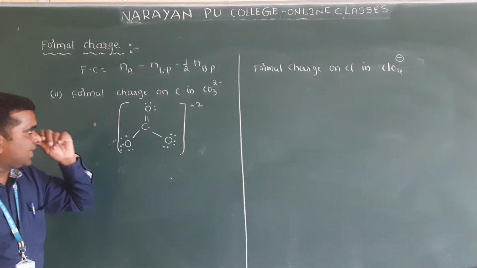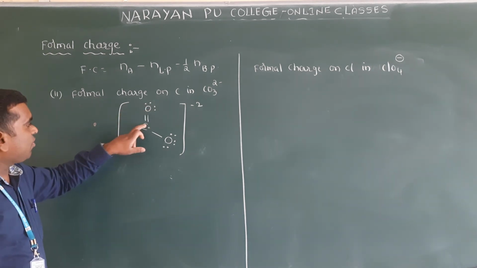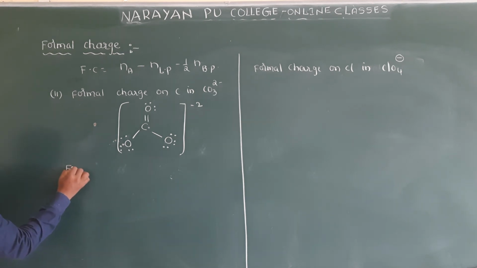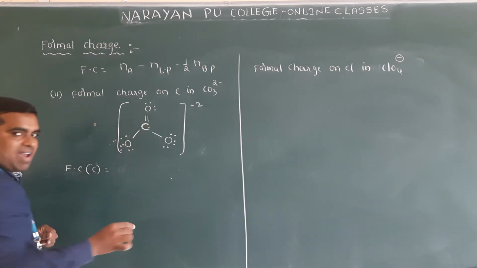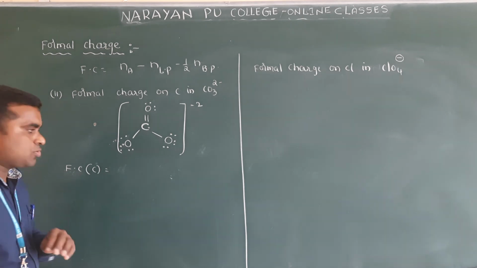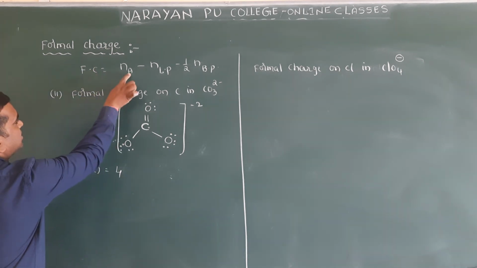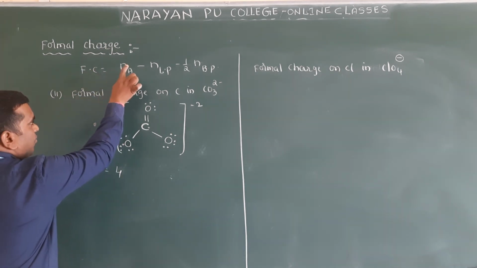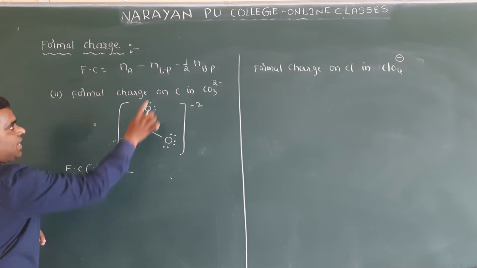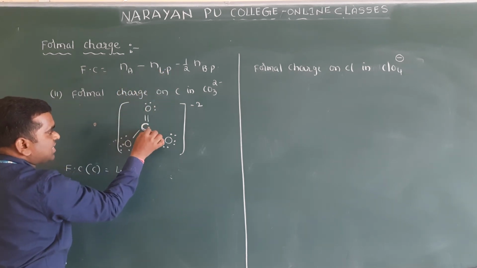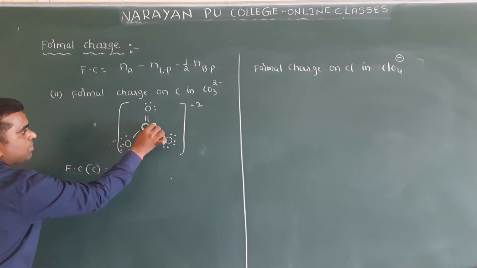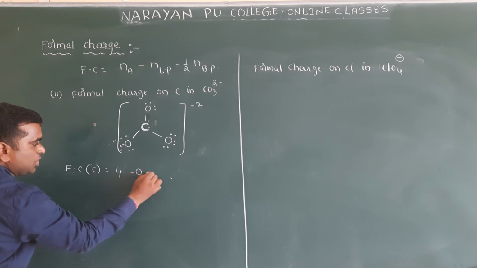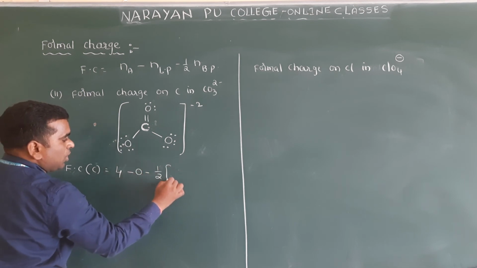So now in this case you have to calculate the formal charge for carbon. They are asking the formal charge of which one? Carbon. Clear? So how to calculate? For carbon, first of all you have to write the valence electrons. Carbon belongs to which group? 4th group, so 4 valence electrons. This is the formula: number of valence electrons of the free atom, carbon, minus lone pair of electrons. Is this carbon having any lone pair? No, there is no lone pair. 0 minus half into bond pair electrons.